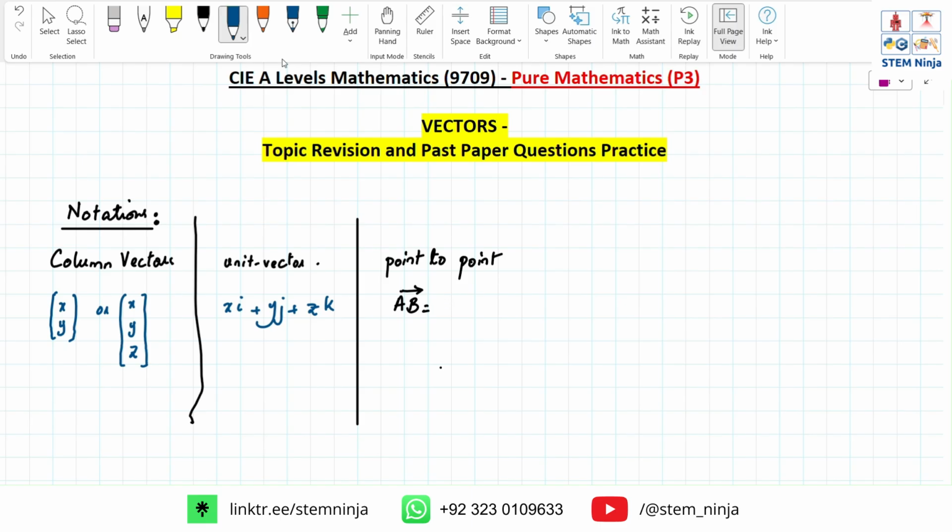So for example, you could have AB = 2i + 3j - 5k. Or this could be represented as a column vector also. So in column vector, it would be (2, 3, -5).